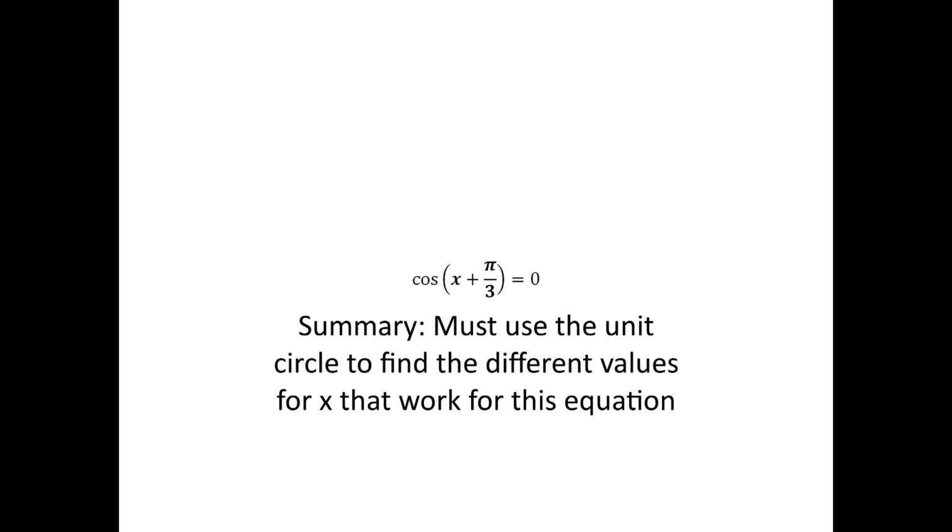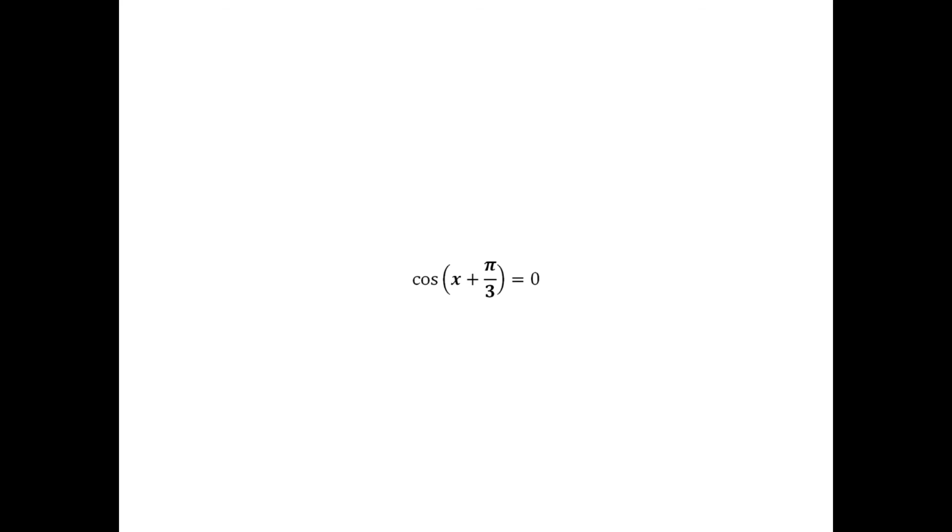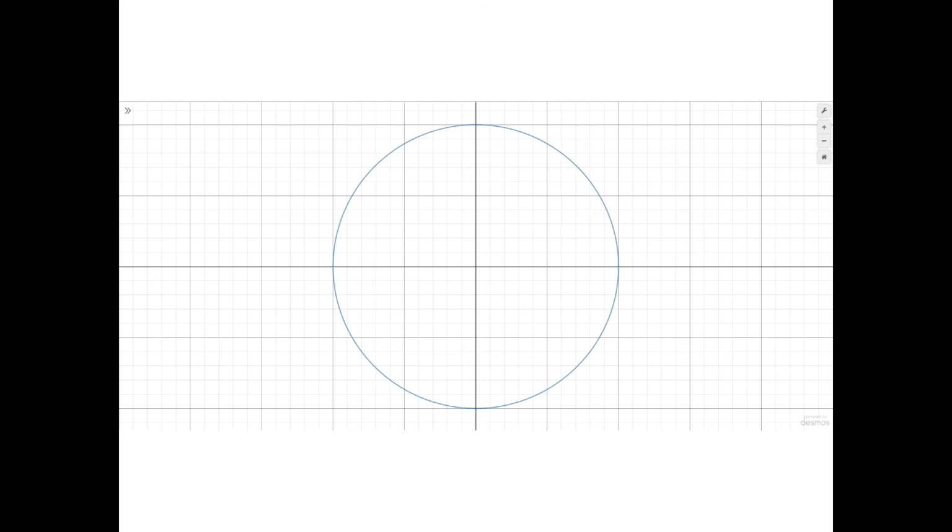For this video, we won't go into detail about how the unit circle works. We'll just use it to find the different possible values of x. Now, recall the point of this question. We just want to find the different possible values, or different possible angles, I should say, where the cosine of that angle is equal to 0.